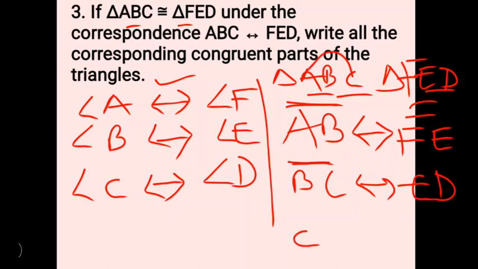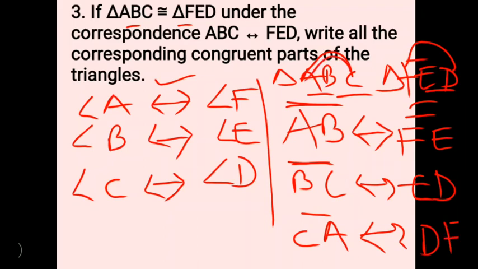So CA or AC you may write is correspondence to DF or FD. If you are considering CA, then you will consider DF. If you are considering AC, then you will consider FD. Okay, student, I hope you have understood this. So these are the corresponding congruent parts of triangle ABC and triangle FED.